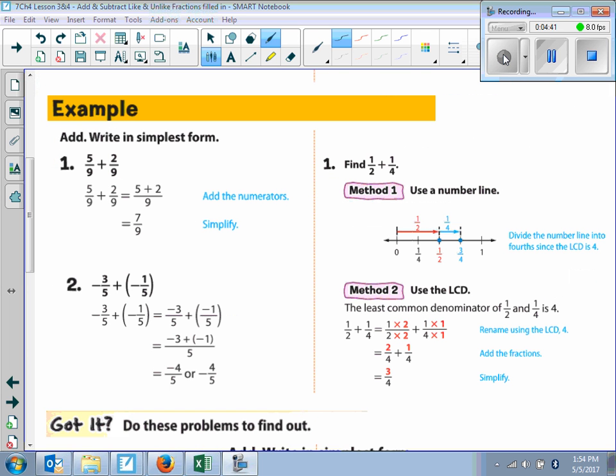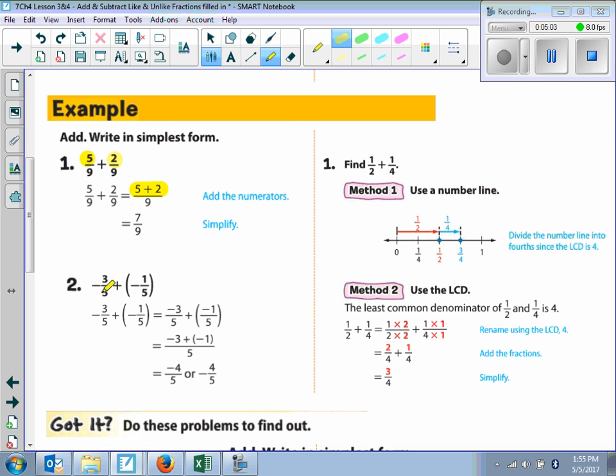For example 1 and 2, this is showing adding with like fractions. Here we have 5/9 plus 2/9. All we're doing is adding the numerators. You add the 5 plus 2 and you put it over 9. And if you need to, you can simplify at the end.